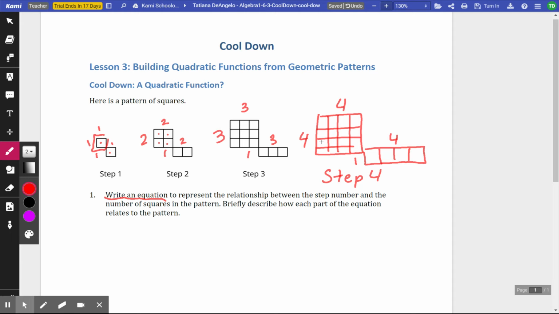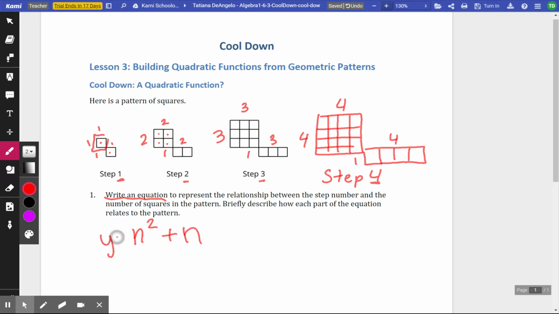So again, this is a 4x4, 3x3. So I see that whatever my step number is, I'm going to have n squared. And it says, write an equation to represent the relationship between the step number and the number of squares in the pattern. So it's just asking me for the number of squares in the pattern. So this is a 1x1 plus 1. This is a 2x2 plus 2. This is a 3x3 plus 3. So it's going up by 1 each time. And that is also directly correlated to the step number. So whatever the step number is, that's how much is going to be added on. So I'm just going to call that n, my step number.